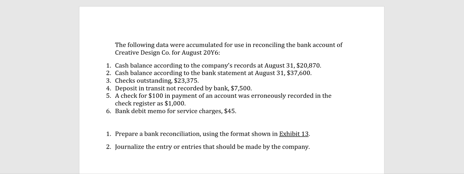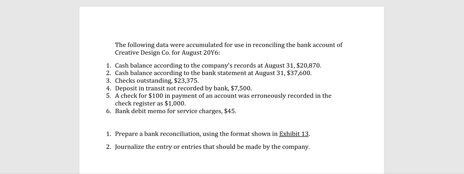It then tells us that a check for $100 in payment of an account was erroneously recorded in the check register as $1,000. So this is a mistake that we as the company have made. So the check register is ours. So instead of putting 100, we put in 1,000. So we need to adjust our cash ledger for that incorrect amount. So we're going to make that adjustment on the company side.